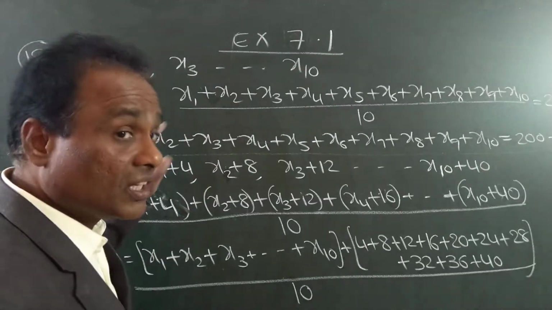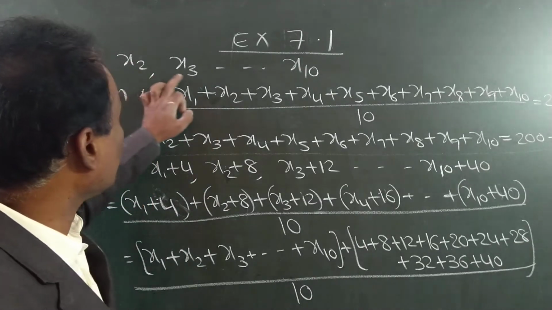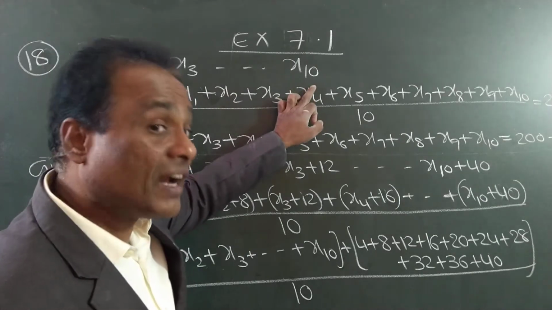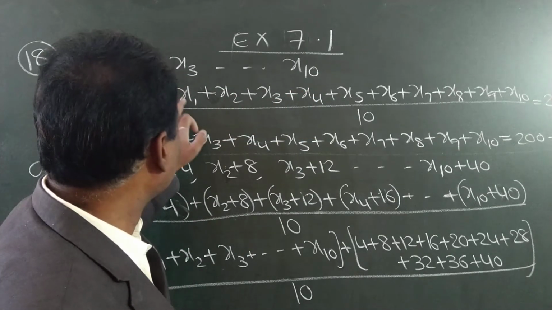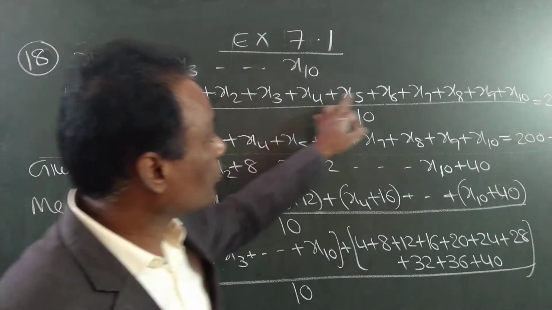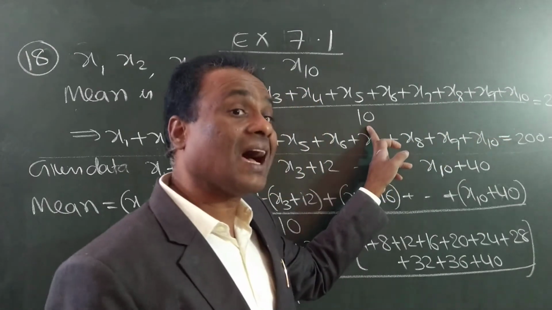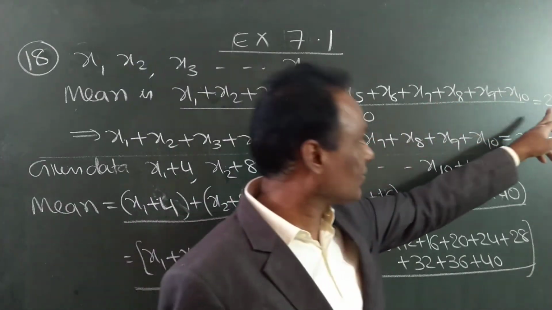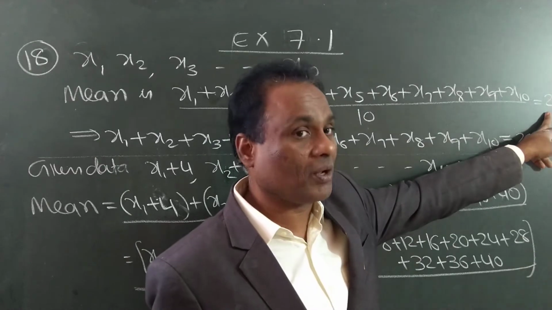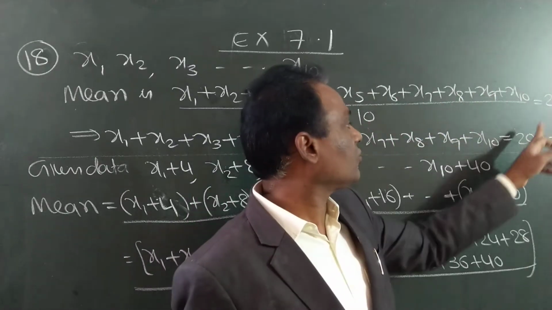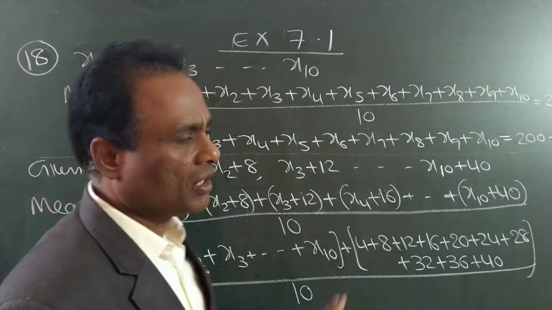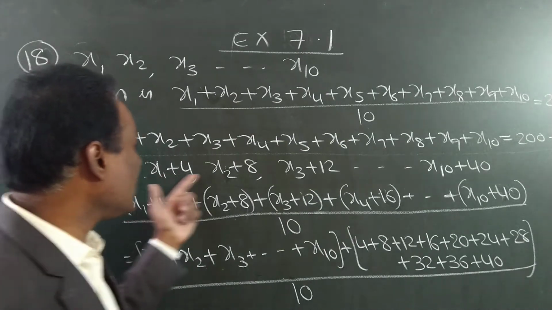So what are the first given numbers? X1, X2, X3 up to X10. How to find its arithmetic mean? First number plus second number plus third number up to 10 numbers by 10. But the answer is given as 20. It is given in the textbook problem. So 10 into 20 is 200. Leave it. The actual question is find the mean of these numbers.